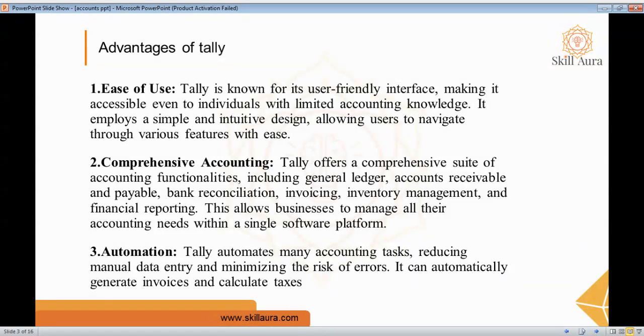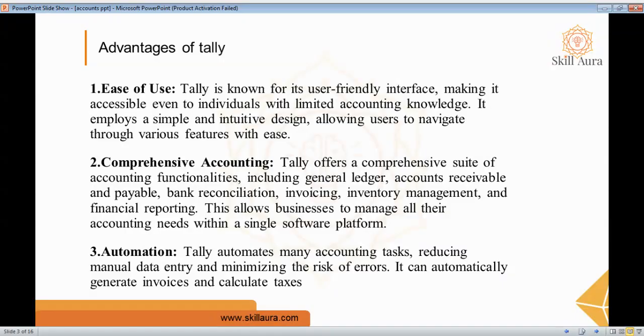And scalability is like Tally grows with your business, handling increased volume of data and transactions. So for example, a startup, ABCD company, can start with basic accounting features in Tally and gradually move to advanced features like inventory management and payroll as the business expands.